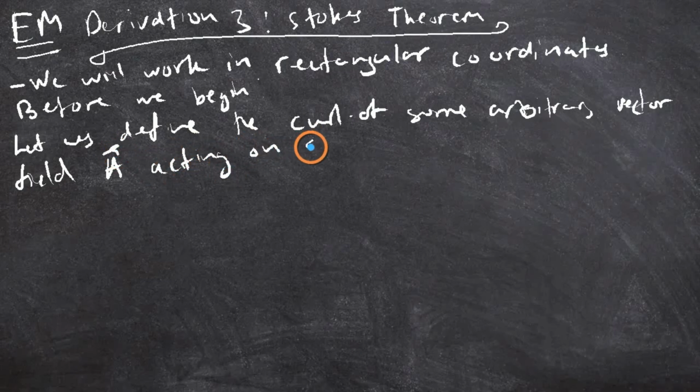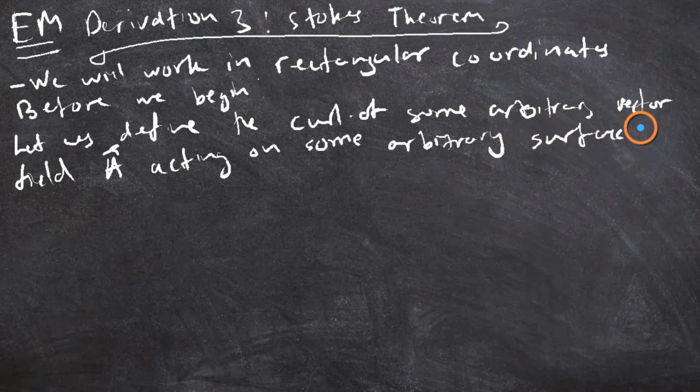And this particular vector field acts on some arbitrary surface, right? So imagine there's some surface which exists in space, and there's an imaginary field that acts on this imaginary surface. Of course, this could represent a real system, a real event in space. So let's then say the curl of the vector A is given by the following expression.